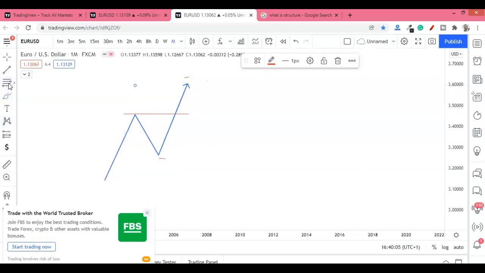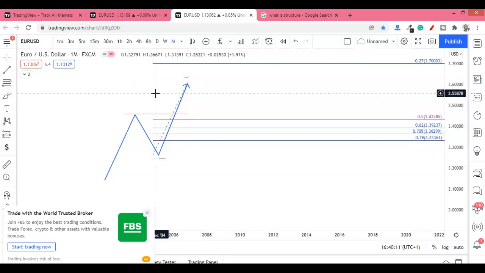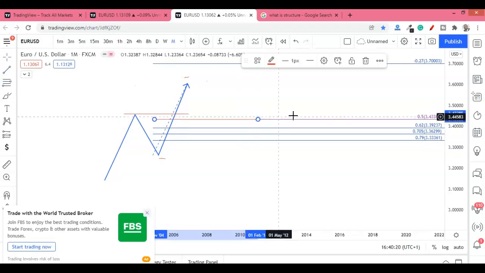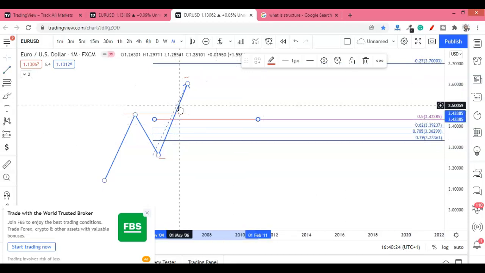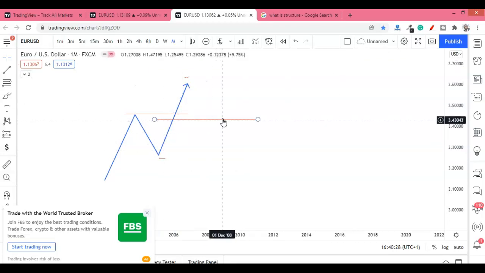The second step is to pull out your Fibonacci and measure it. Okay, I want to introduce you to a concept of premium and discount. This is the 50% level, so that's where I'll be drawing my red line. This is the 50% level. This is a break of structure.